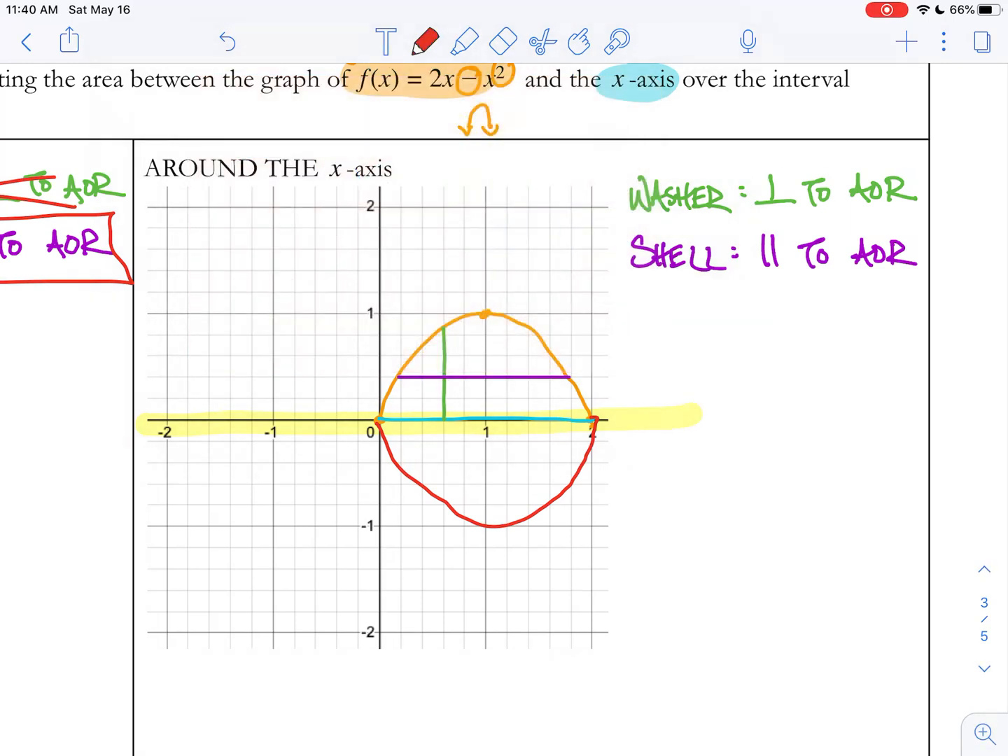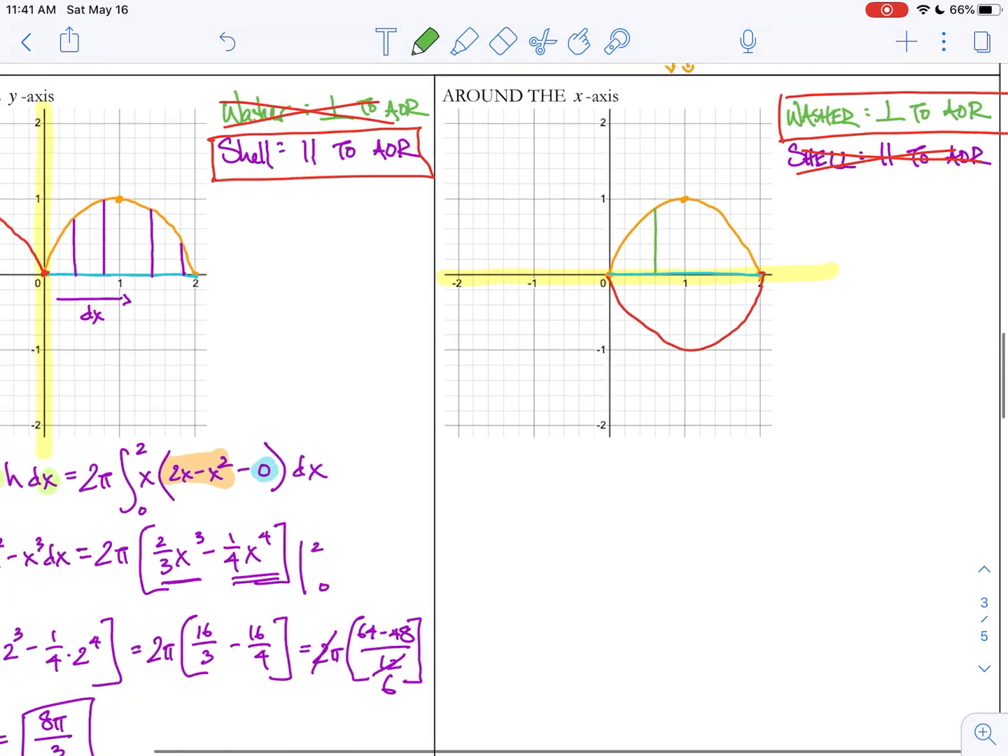Now, let's see, which one is going to be problematic? Well, my eyes are immediately drawn to that shell method because the height of the shell is going to go from the orange curve to the orange curve. So that's not helpful to us. But if I look at the washer one, I have a top curve of orange and a bottom curve of blue. So we're going to go with washer method for this particular question, all right? And before we do that, I'm going to get rid of the shell line so we don't get confused.